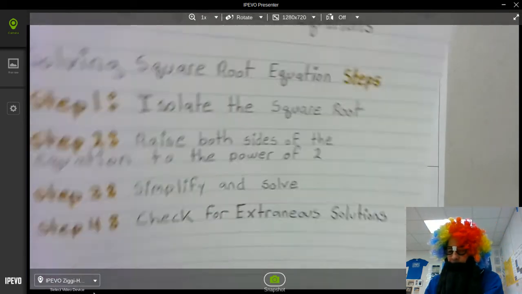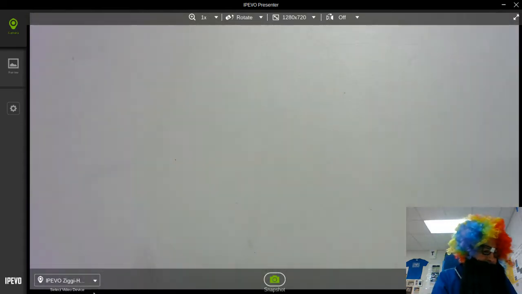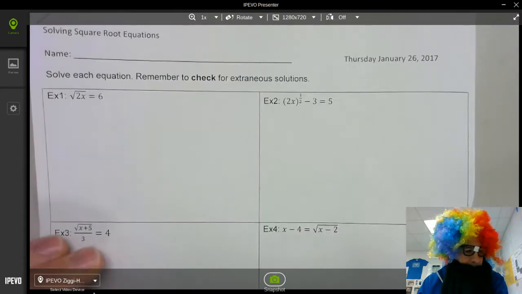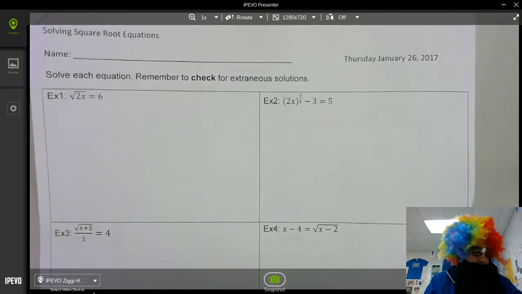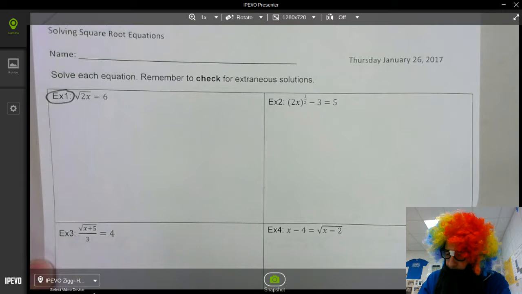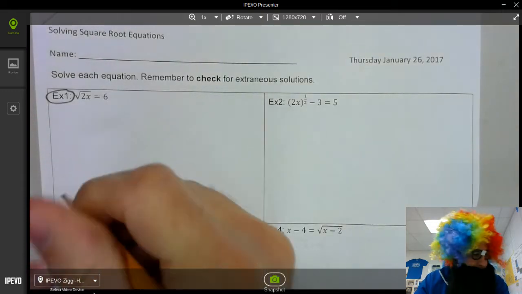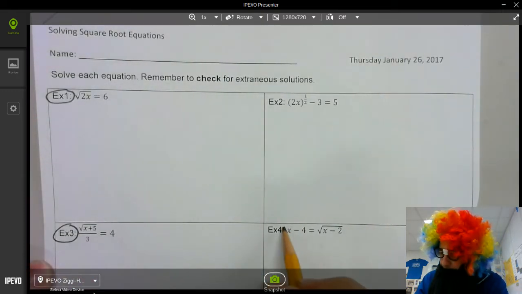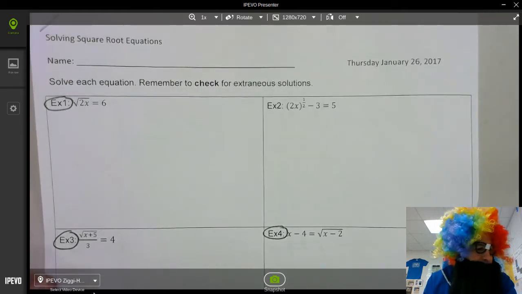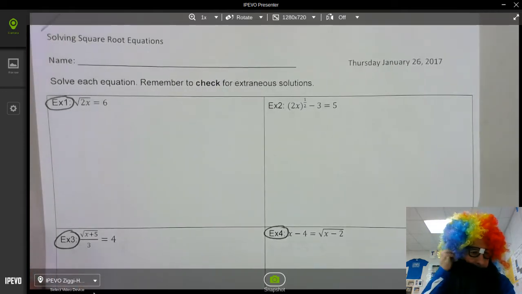Alright, let's look at our examples. Let's look at example 1, example 3, example 4, and example 7. Let's look through the steps.